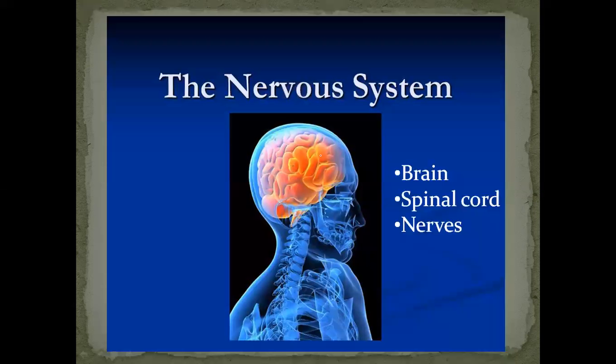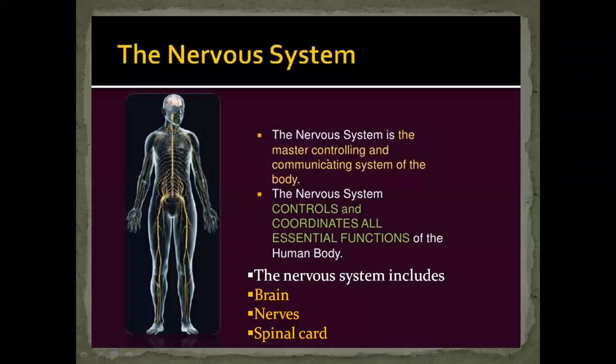Now coming to the nervous system. The nervous system includes the brain, the spinal cord, and the nerves. So the nervous system is the master controlling and communicating system of our body. The nervous system controls and coordinates all the essential functions of the body. So the brain, which is in the nervous system, gives orders to our body. By that, our systems are working. That's why the brain is called the master controlling and communicating system of our body.